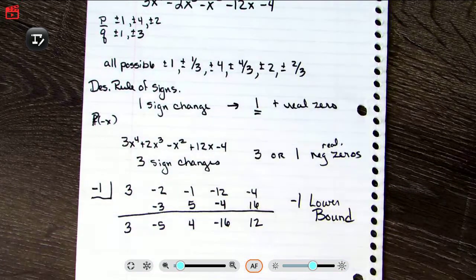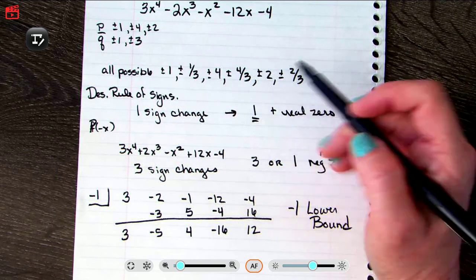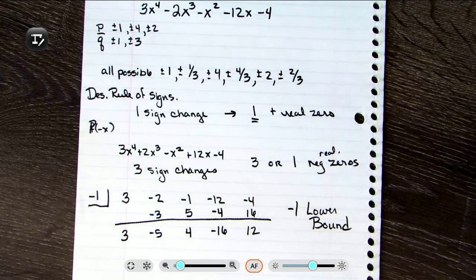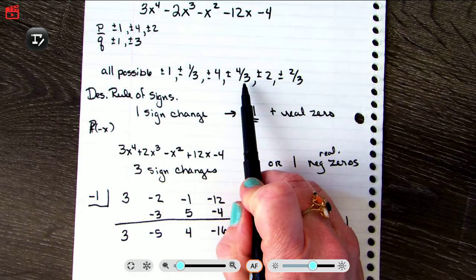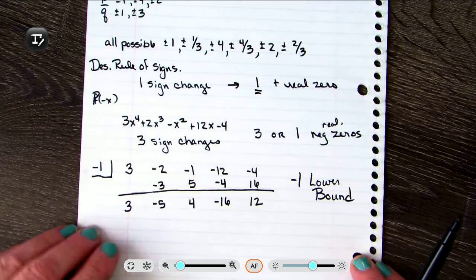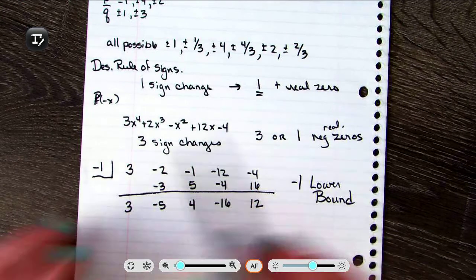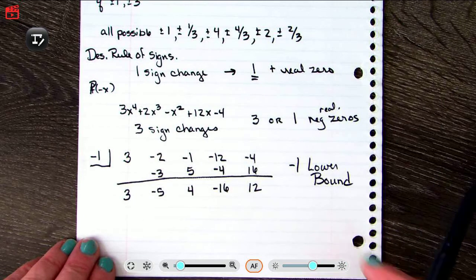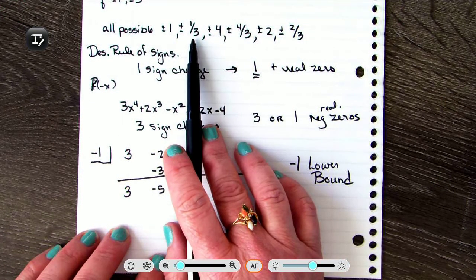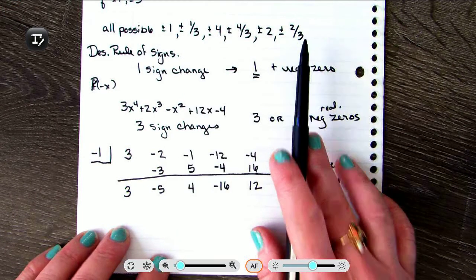So I have no negative zeros that are smaller than -1. So I'm not going to get the -4, the -2, or the -4/3. Okay, so I mean I can try some of my other ones. I'm going to try a positive one just to see what happens. I've tried a negative. I could try fractions, so my -1/3 or my -2/3.